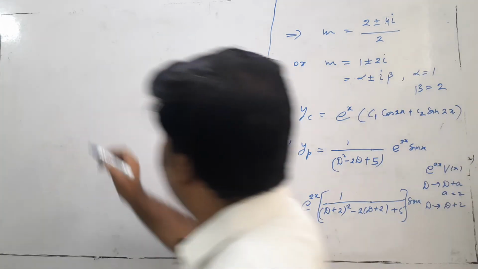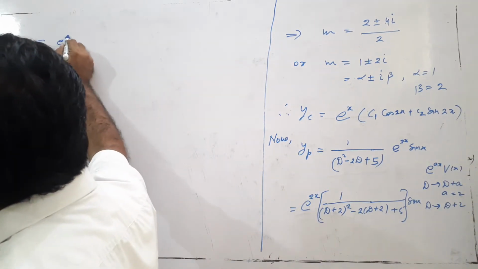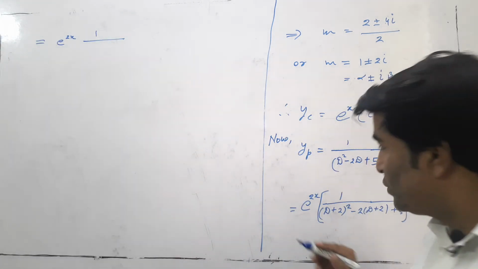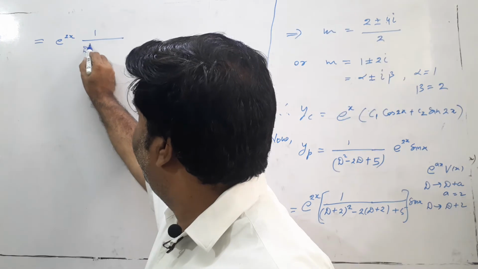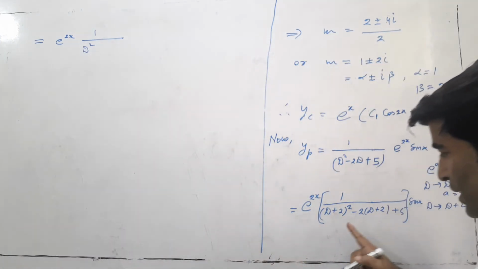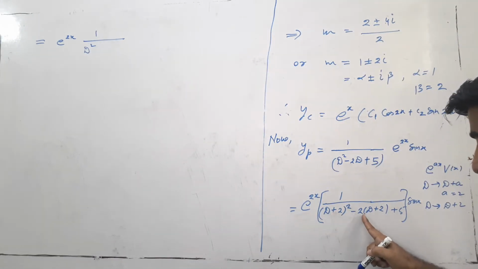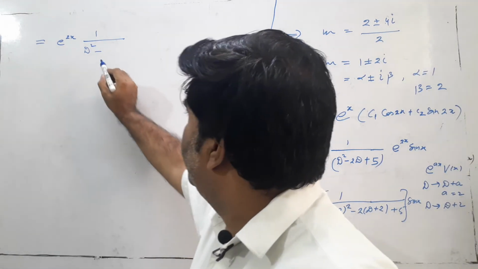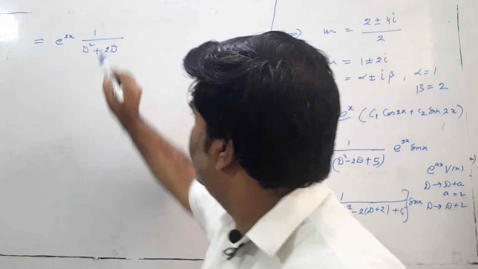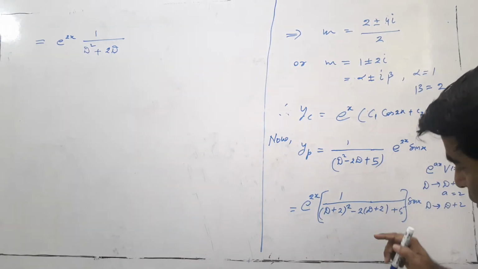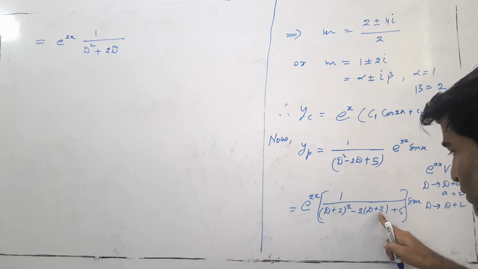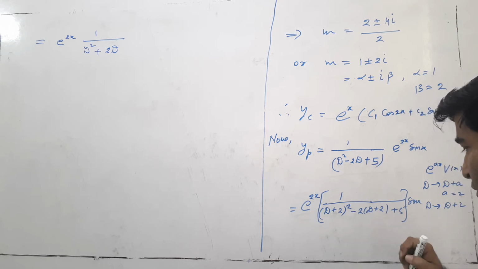Here e to the power 2x, we have d square, expanding the whole square we have 4d, and here we have minus 2d, this will be plus 2d, and here we have 2 square means 4 and minus 4, 4 cancel out, so we have only 5.